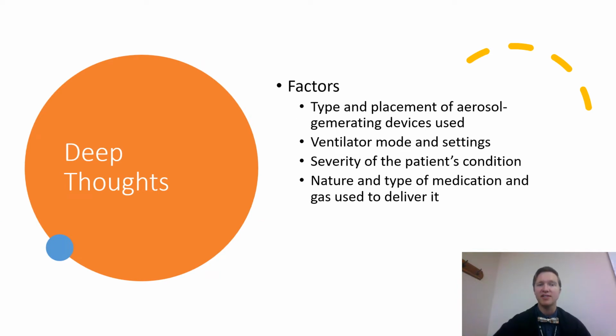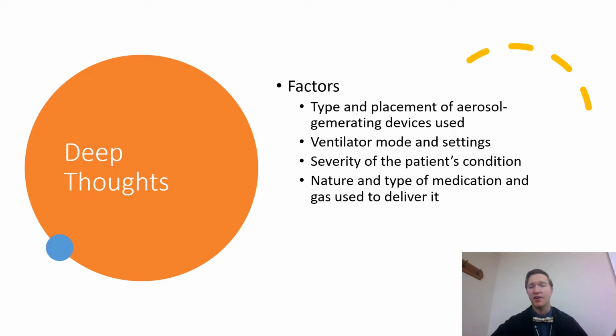All right, some factors that we should be looking at. The type and placement of the aerosol generating devices. So if it's a small volume neb, where do we place it? Do we place it proximal to the ventilator circuit where the ventilator machine is pushing out the medication, or do we place it proximal to the patient, to their artificial airway, whether it's a tracheostomy tube or an endotracheal tube? Where do we place it where it's going to be the most appropriate? So that's something we have to look at, the type and the placement of whatever we're giving.